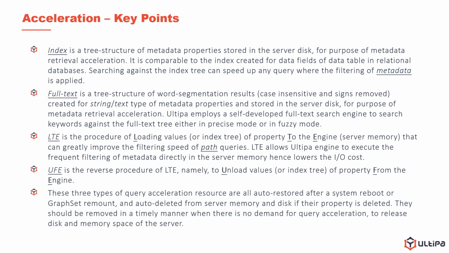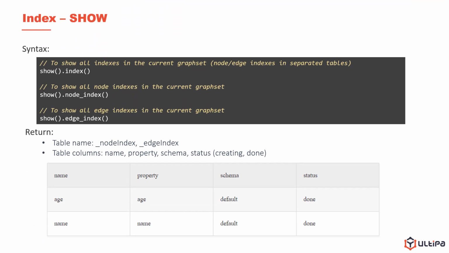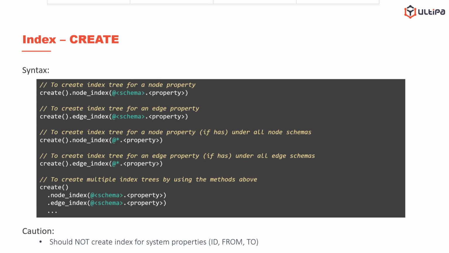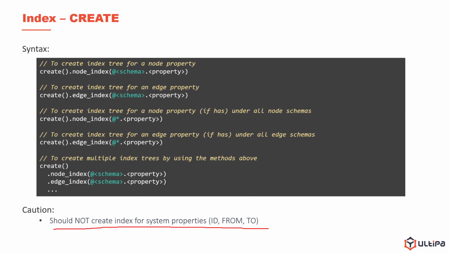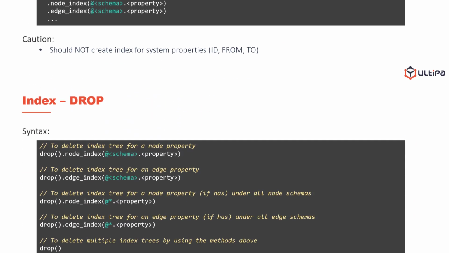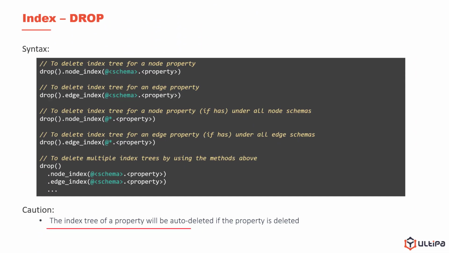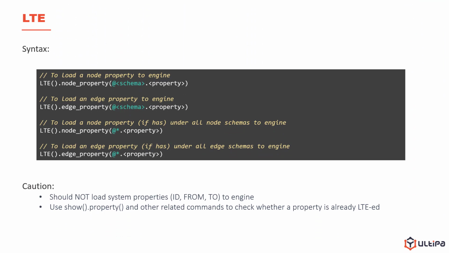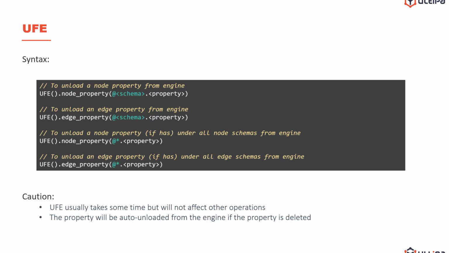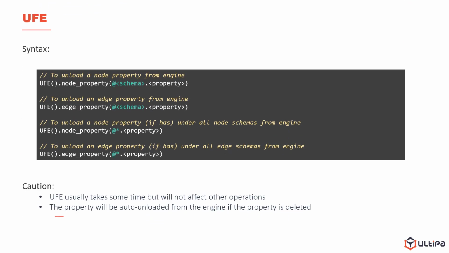This is the summary of Ultipa's acceleration approaches. Most of them are covered in the demonstration just now. Let's check the syntax. Index has the same name with the property over which it is created. Do not create index for system properties. The index of a property will be auto-deleted if the property is deleted. Do not load system properties to engine. The property will be automatically unloaded from the engine if the property is deleted.